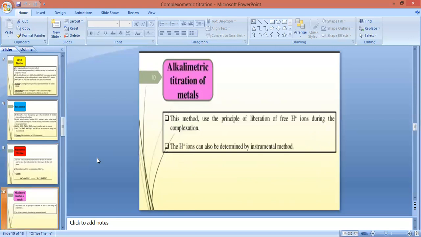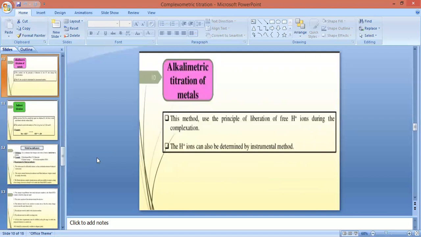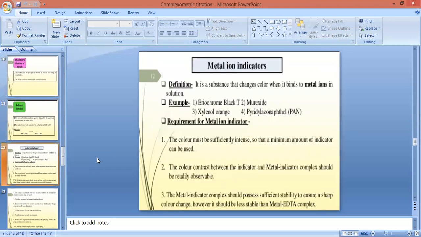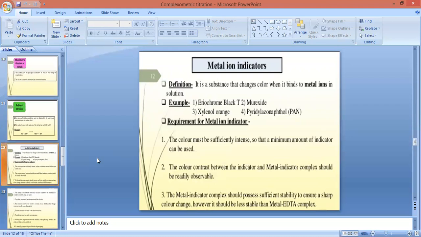Next is alkalimetric titration and indirect titration. In both alkalimetric and indirect titration, when the metal ion reacts with the complexing agent, formation of the complex takes place with the liberation of acid, or liberation of protons. The liberated proton or acid is then back titrated with the standard solution of alkali. So this is the second part of complexometric titration, that is classification.